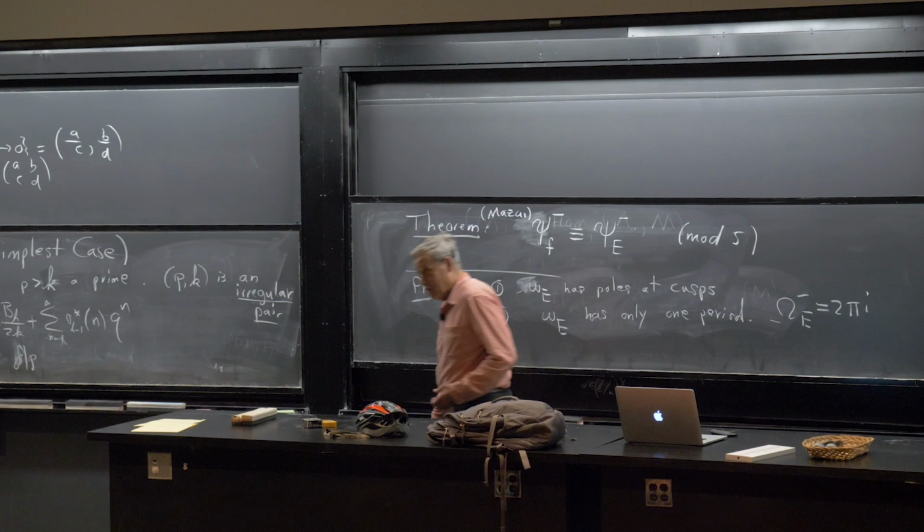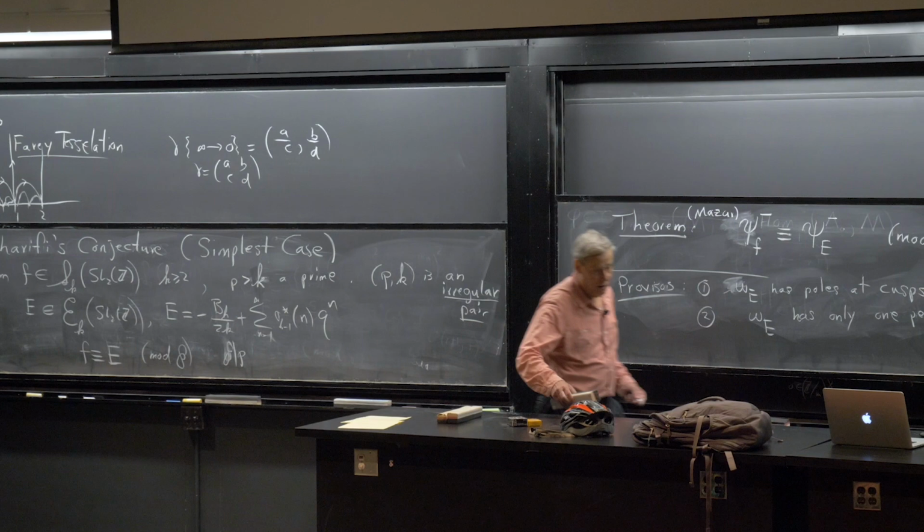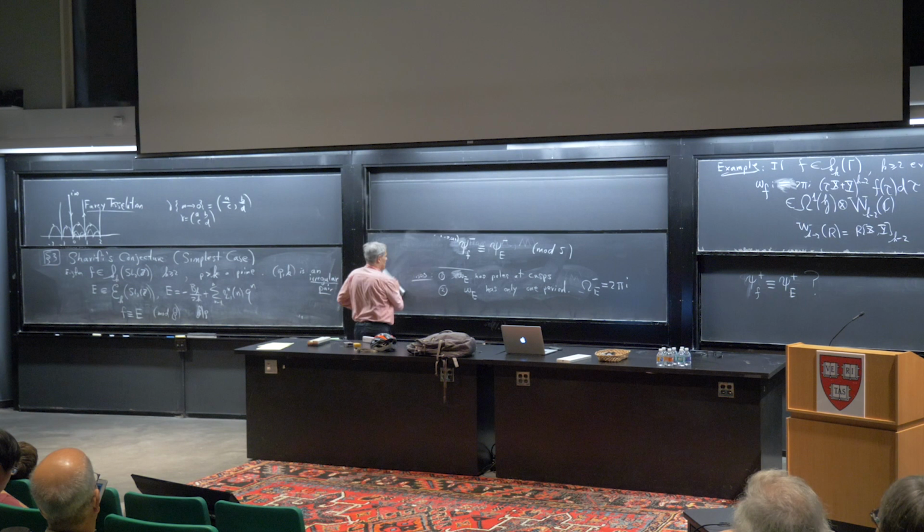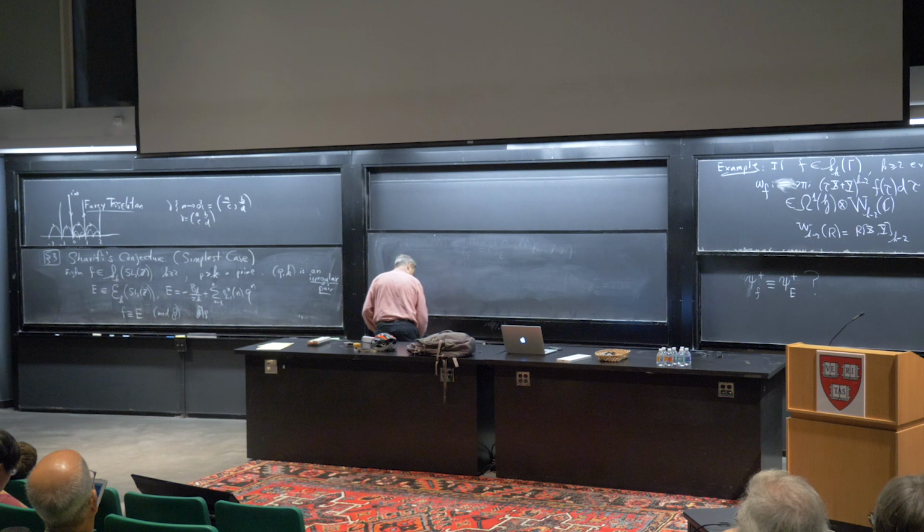So then Romyar gave a nice conjecture for what the algebraic parts of the L-value should look like in this situation. I want to just describe it quickly. So, Sharifi's conjecture.